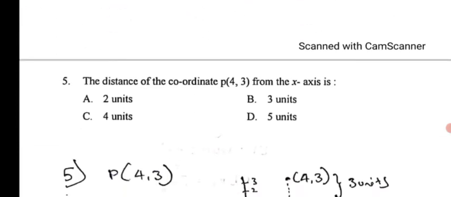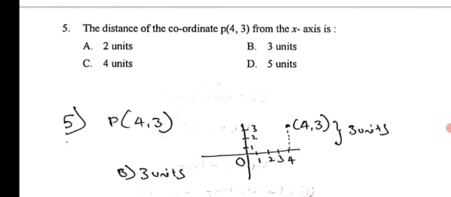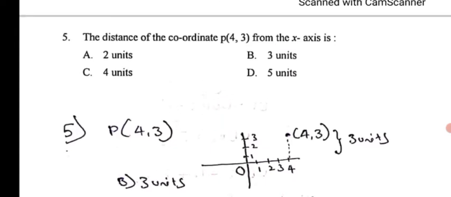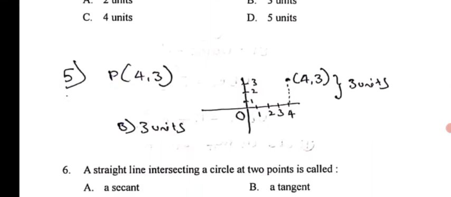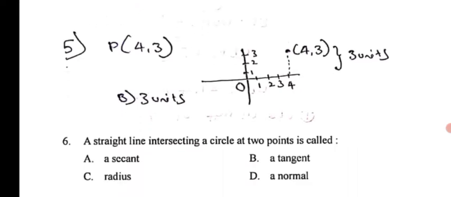Next question. The distance of the coordinate P 4, 3 from the x-axis is 2 units, 3 units, 4 units and 5 units. Options are given. So P 4, 3. Okay. So if we plot some graph, we will get 4, 3 like this. So it will be 3 units from the x-axis. Okay. So 3 units will be the right answer.